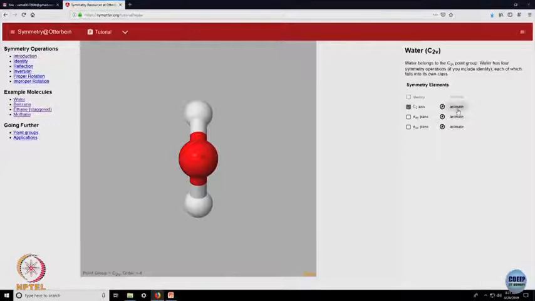C2 axis animation. You can see that both the hydrogen atoms move from one to the other. If you do a sigma x z plane, then you see that those two atoms exchange the positions. Okay. Is that okay? So, you can get some feel on doing the animation yourself and see what molecular symmetry is all about. Okay.